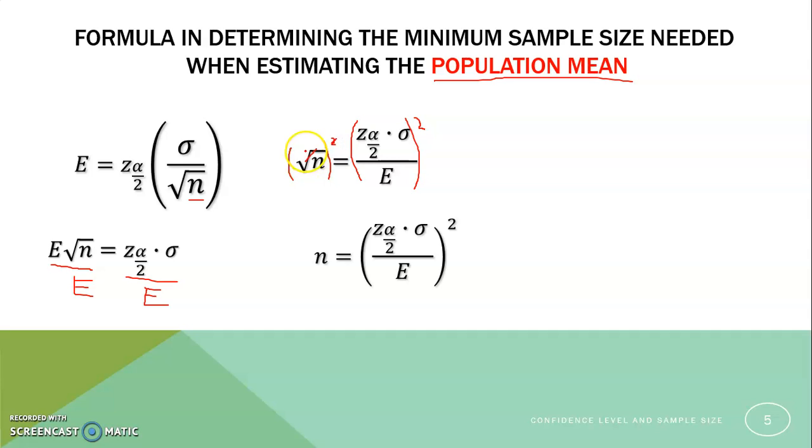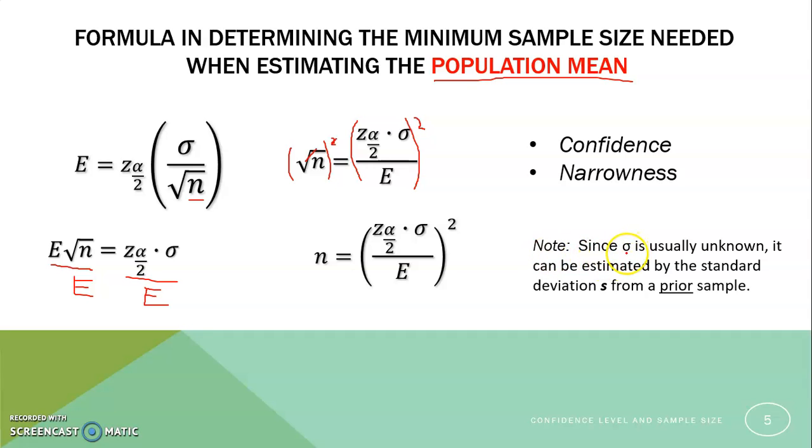Okay, so now we have the formula for n, which is given by this one. The square of the product of z alpha over 2 times the sigma all over e. So in determining the minimum sample size needed when estimating the population mean, we need to consider these two factors, our confidence and the narrowness. So I'm not saying the confidence nimo itself, but the confidence level. I-take note na siya. And its narrowness. Okay. So take note also that since our sigma is usually unknown, diba? That's why we are using z. It can be estimated by the standard deviation from a prior sample. So take note of prior sample. You will understand this one later on in our example.